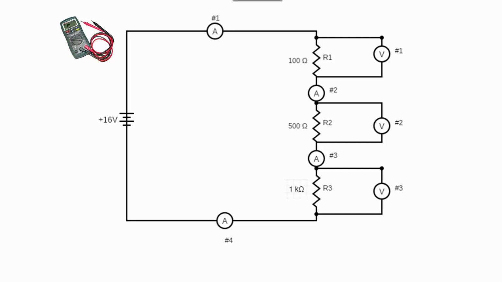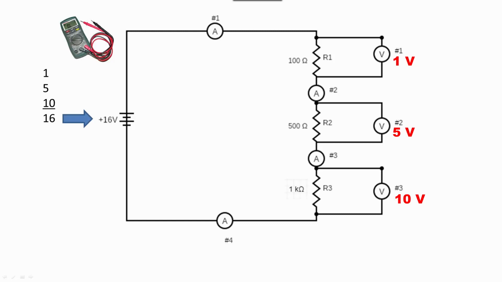Let's take some voltage readings using a voltmeter. Since voltage is just a difference in potential, we take the readings across the resistor. Using the voltmeter across R1, we measure 1 volt. Using the voltmeter across R2, we measure 5 volts. Using a voltmeter across R3, we measure 10 volts. If we add up the voltage drop across R1, R2, and R3, we notice that we get 16 volts, which is exactly the source voltage.